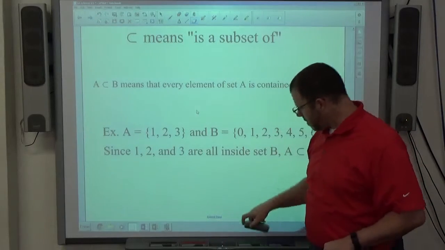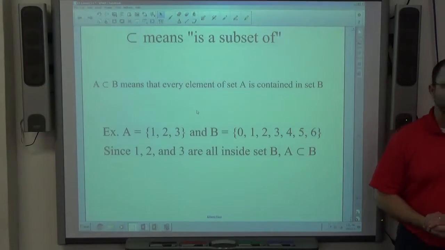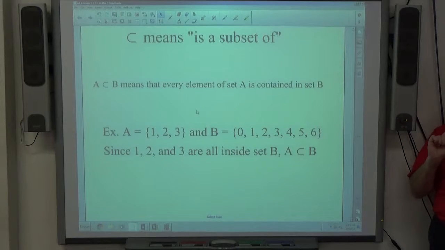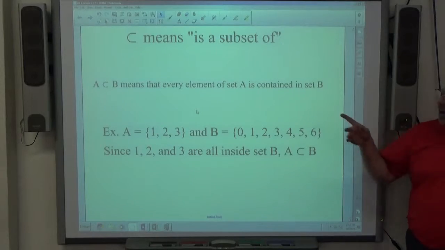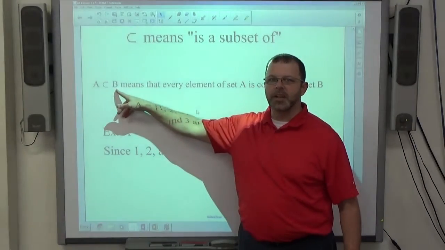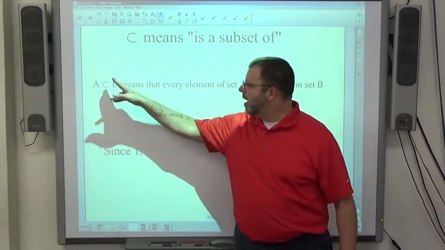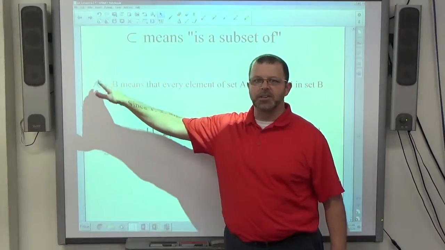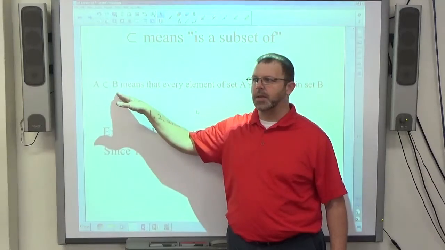That means "is a subset of," and it's a very strong thing to say that something's a subset of something else. It means that the thing on the left-hand side is completely within the second group. So A is a subset of B. That means that every single piece of A is in B.